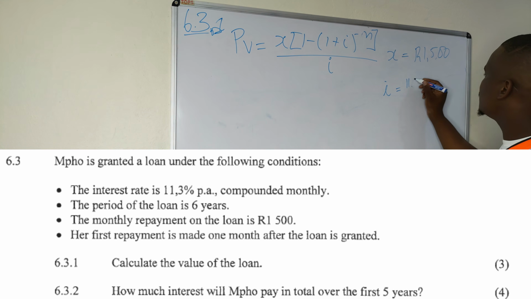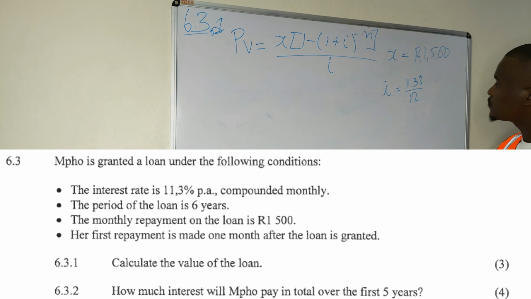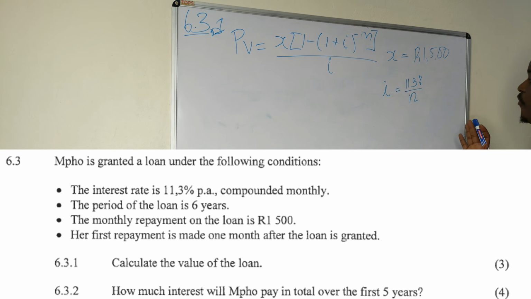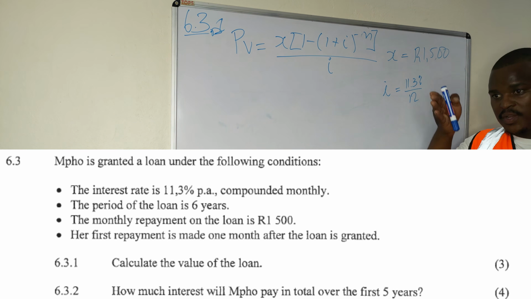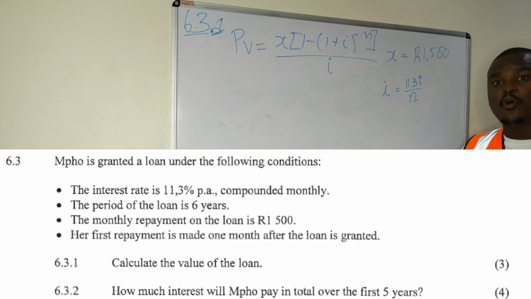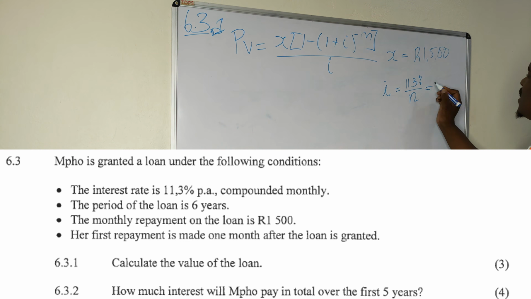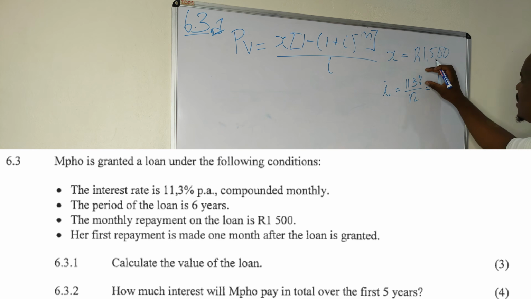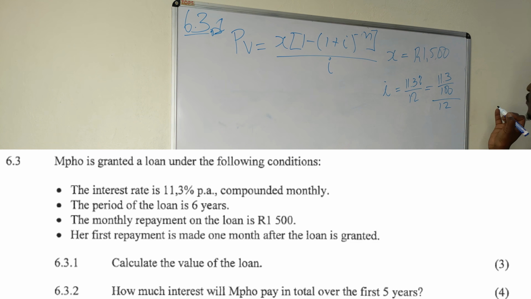It's equal to 11.3% over 12, which means over a period of 12 months you're going to get this part. This is compounded monthly, so you must know how much is being charged monthly, right? And I said the 11.3% means 11.3 over 100. This is what the top part means, all over 12.